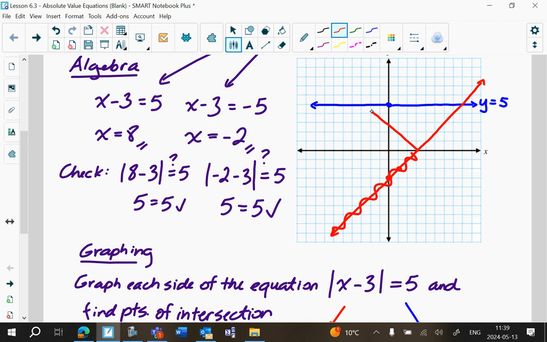No, I'm a little bit off. A little bit off. It's going to look like that. That's the absolute value graph.